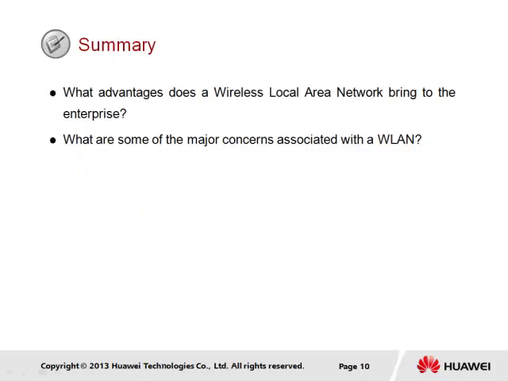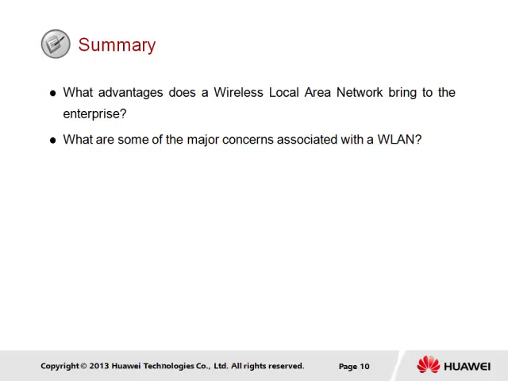So we come to the summary for this section, just a couple of questions here. The first is, what advantages does a wireless local area network bring to the enterprise? Well, through wireless networks, we are able to expand the overall mobility of users in order to enhance general business efficiency. There is also a greater flexibility to support access to resources and services from anywhere within the enterprise network domain, as well as provide such services to customers and guests.